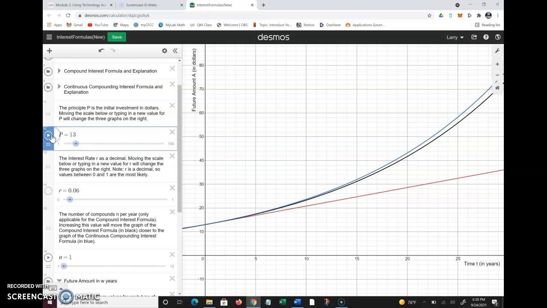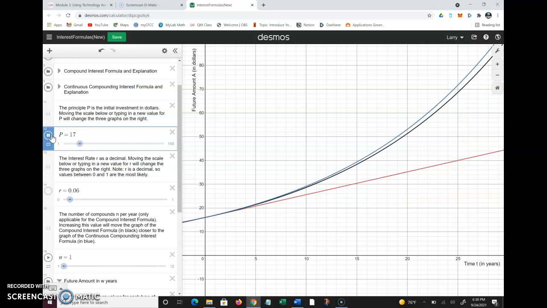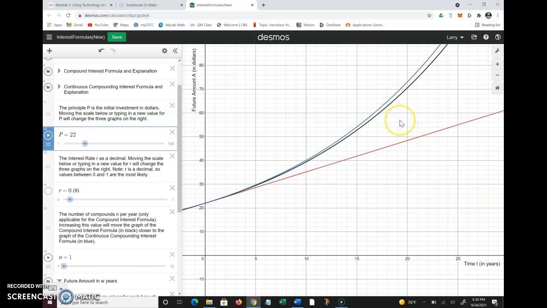What's going on here? You'll see that the distance between the graphs is changing a little bit, but they're staying generally the same. What's changing is our principal, and the principal is really just our y-intercept. It's where did we start at time 0? How much money did we have invested? So that's the thing that moves. All three come from that.